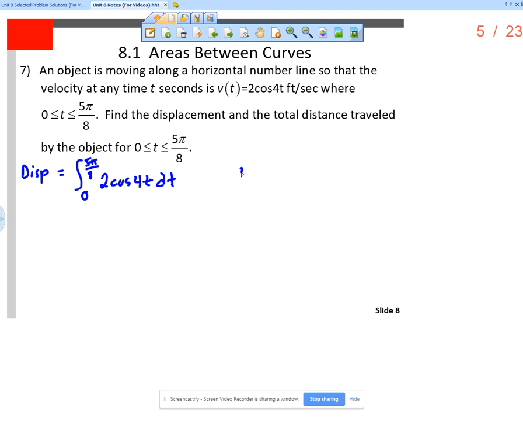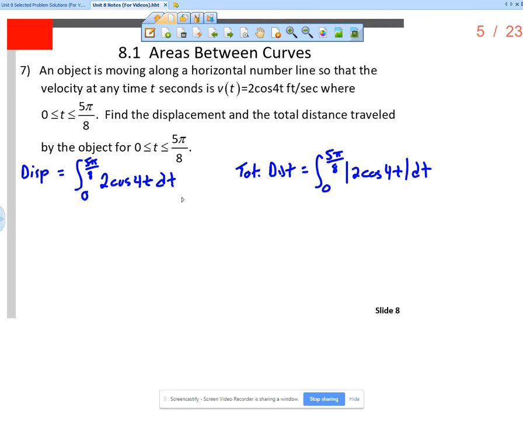But then the total distance, all right, the total distance traveled, that's going to be the integral from 0 to 5 pi over 8 of the absolute value of 2 cosine of 4t dt, right? So obviously they're both going to be a little bit of work, all right, but let's go ahead and start with the displacement, right?